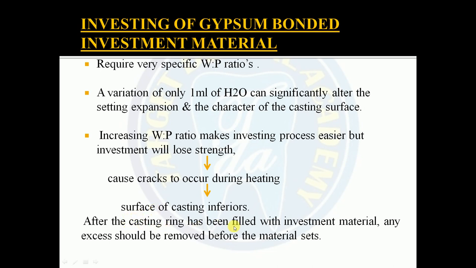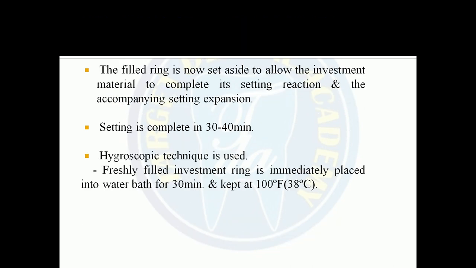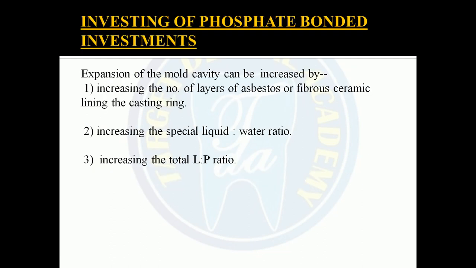After the casting ring has been filled with the investment material, any excess should be removed before the material sets. Next, the filled ring is set aside to allow the investment material to complete its setting reaction and the accompanying setting expansion. Setting is complete within 30 to 40 minutes, and the hygroscopic technique is used. The freshly filled investment ring is immediately placed into a water bath for 30 minutes at 100 degrees Fahrenheit, that is 38 degrees Celsius. That was investing of the gypsum bonded investment.